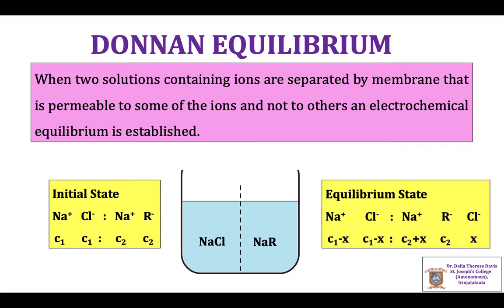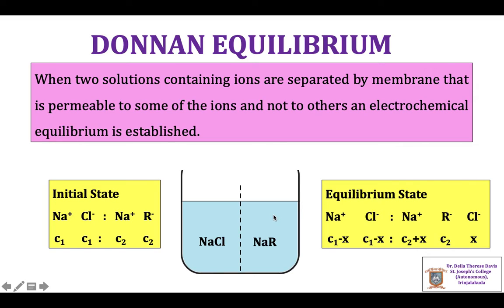If the amount of Na+ and Cl- ions that diffused through the membrane is X, when the equilibrium is established, the concentrations will be as follows. The concentration of Na+ and Cl- at the left side will be the initial concentration C1 minus the concentration of ions that has migrated to the right side, that is, we get C1 minus X. The concentration of Cl- will also be C1 minus X at the left side.